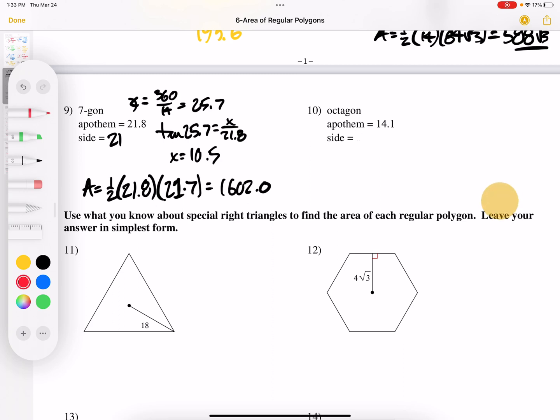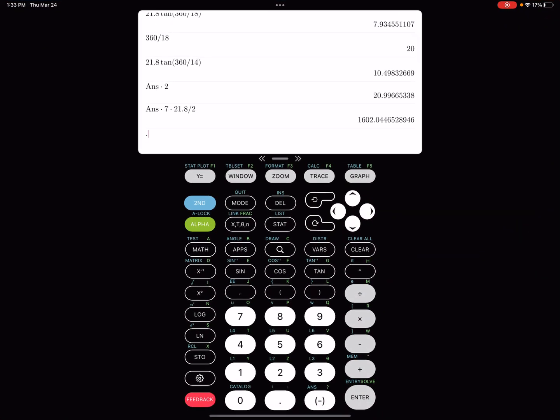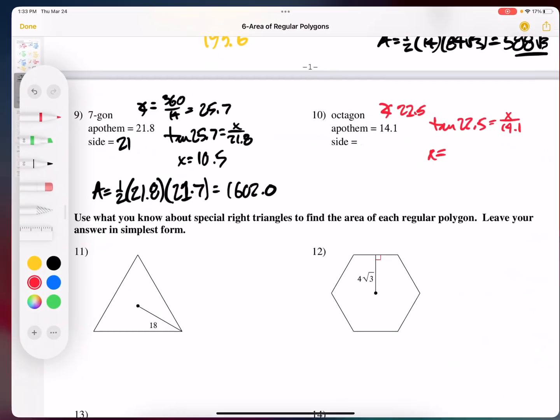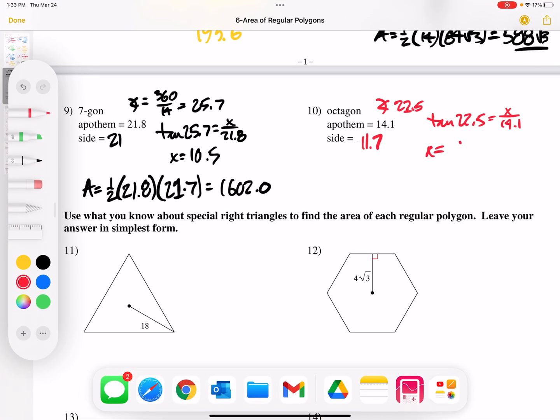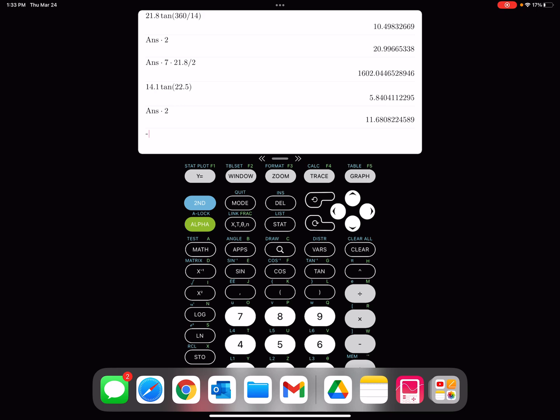All right, number 10. Now we've got an octagon, so remember the angle that we're dealing with an octagon is 22.5 degrees. So I'm going to say tangent of 22.5 equals x over 14.1. So my x is equal to 14.1 tangent 22.5, which is that number, times 2 is the side length, 11.7. So this was half of that, which was 5.8.